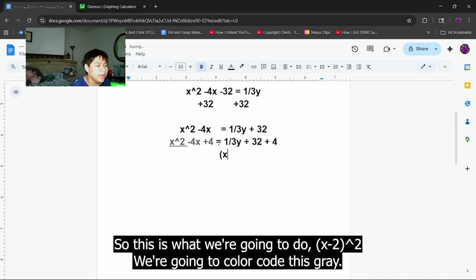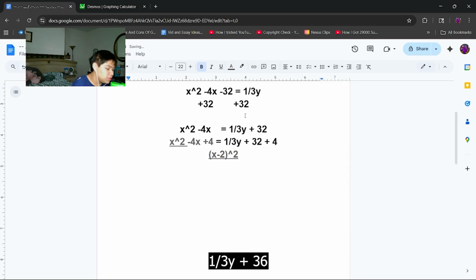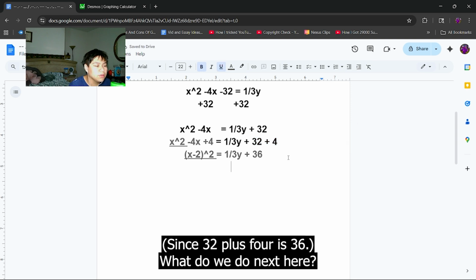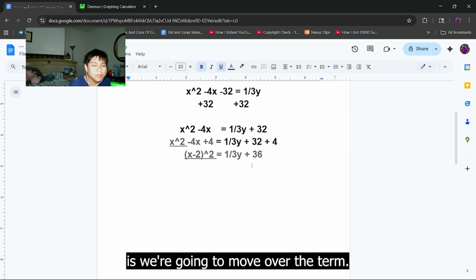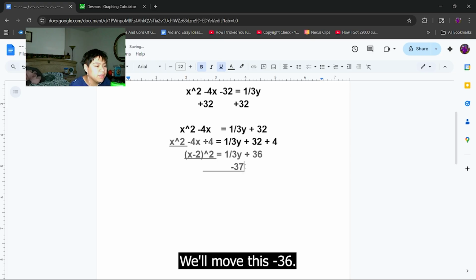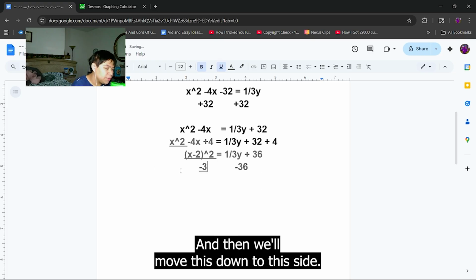So this is what we're going to do: x minus 2 squared. We're going to color code this gray. This is equal to 1 over 3y plus 36, since 32 plus 4 is 36. What do we do next here? Essentially, the next thing we're going to do is move over the term. We'll move this negative 36, and then we'll move this down to this side.